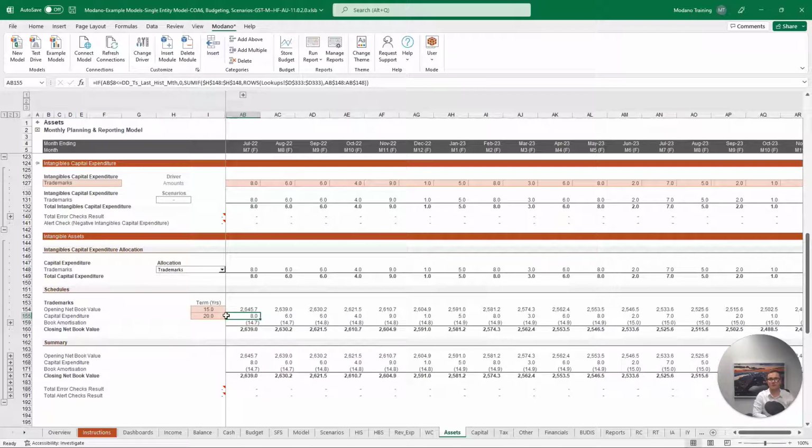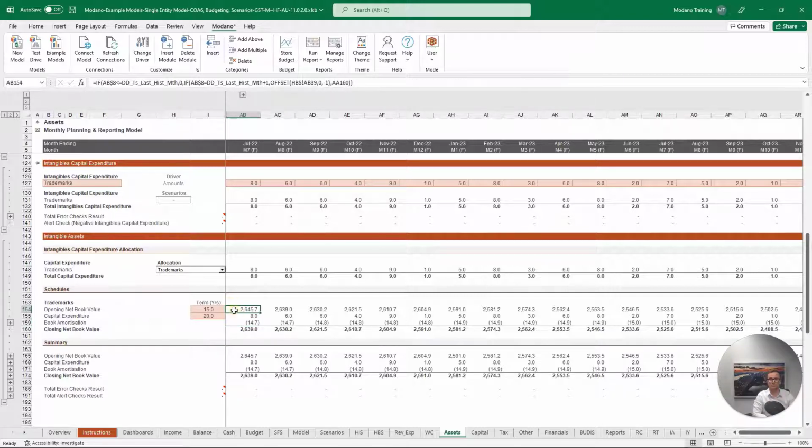As this occurs in the middle of the period, we only multiply it by half a month or 0.5 rather than the full month as we do for the opening net book value amortization. These two components, that is our 2645.7 multiplied by 1 on 180 and our 8.0 of capital expenditure multiplied by 0.5 on 240 or 8.0 multiplied by 1 on 480, combined gives us our calculated book amortization of 14.7 for the month of July 22.